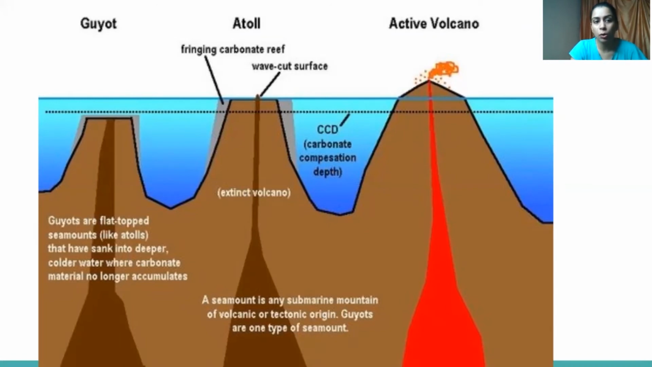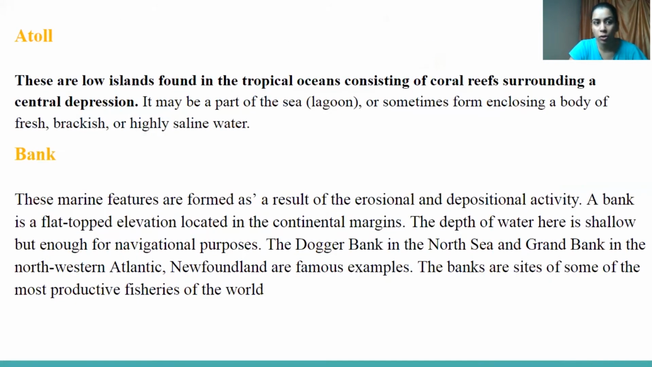So you can see what is a guyot here. Next, we're going to talk about atoll. Atolls are low islands found in the tropical oceans consisting of coral reefs surrounding a central depression. It may be a part of sea, lagoon, or sometimes form enclosing a body of fresh, brackish, or highly saline water.